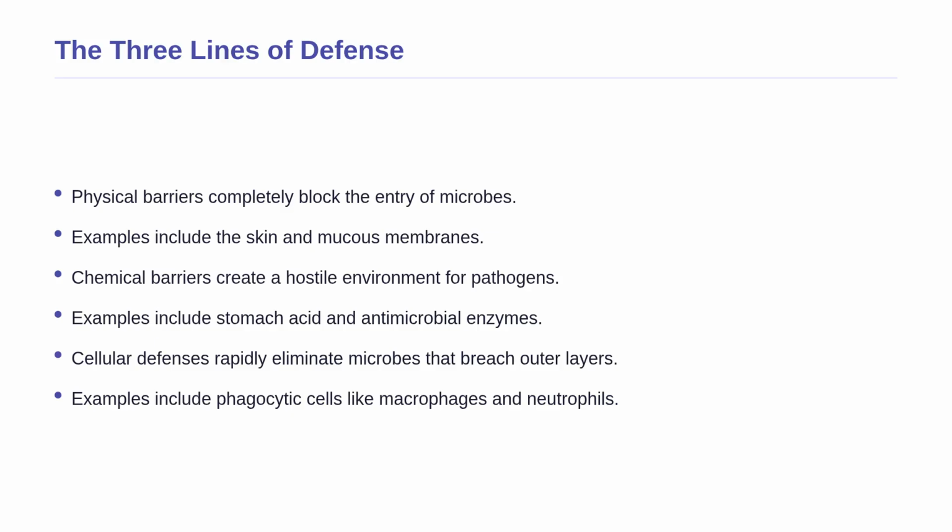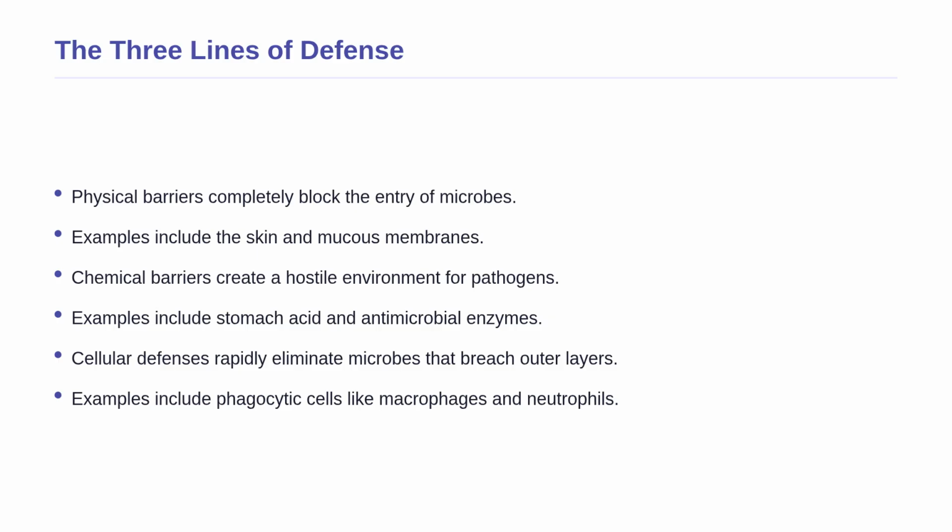Now that we understand what innate immunity is, let us examine its specific components. The innate immune system consists of three distinct types of barriers. First, we have physical barriers, like the skin and mucous membranes, which act as the stone walls of our castle, completely blocking the entry of microbes.